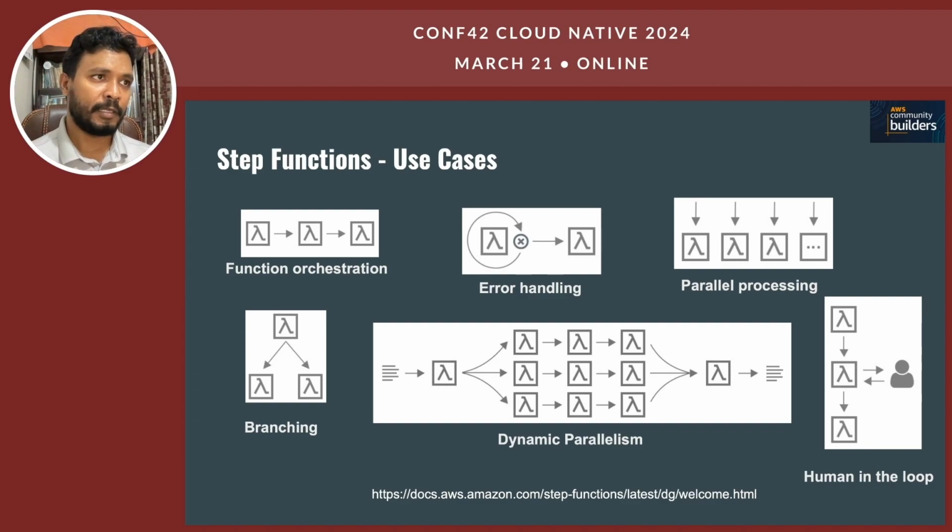Next, branching with choice state. Step Functions allows you to incorporate decision making into your workflows. For instance, in a credit card application process, a choice state can evaluate the requested credit limit. If it's below a threshold, the application can be automatically approved. However, exceeding the threshold can route the application for manual review by a manager. So here's the branching example.